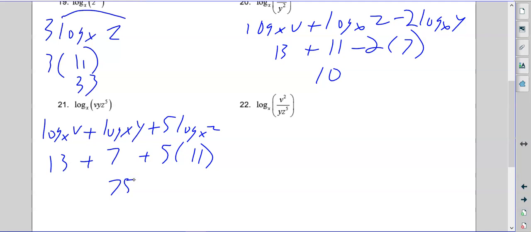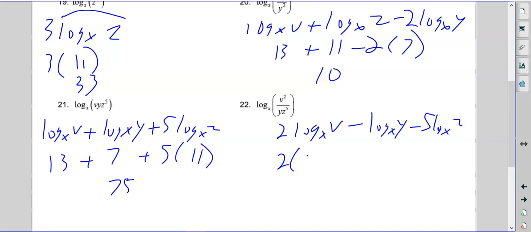And last one, remember the 2 is going to come out in front. So 2 log x of v minus log x of y minus, the 5 is going to come in front, log x of z. So we have 2 times 13 minus 7 minus 5 times 11, and that gives us negative 36, and we're done.